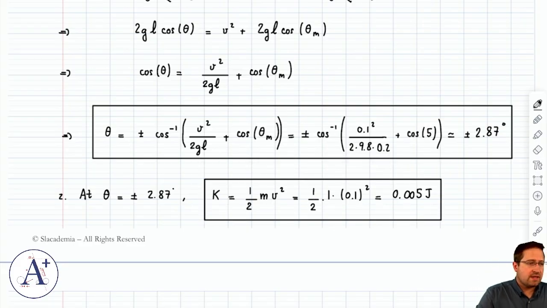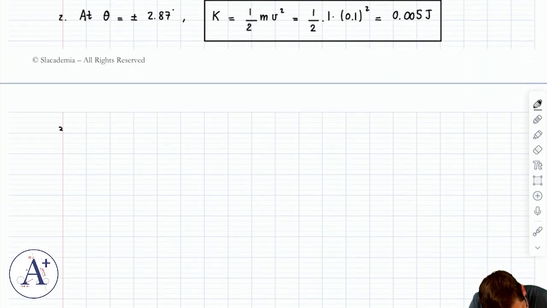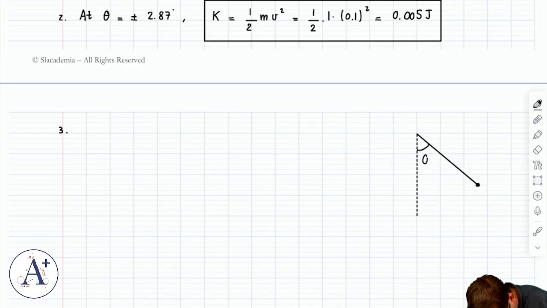Okay. And then at t equals 2 seconds, what direction is the pendulum swinging in? Okay, so same question as before, right? So we're going to do the same thing. So we start at t equals 0, we start at an angle theta m of 5 degrees, v is equal to 0. This is at t equals 0.